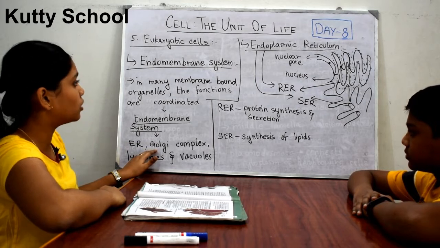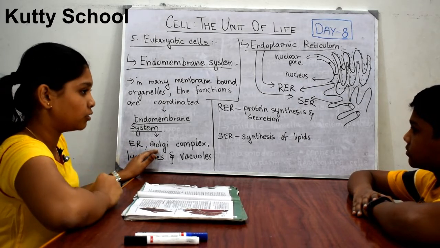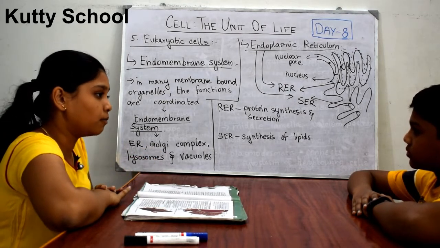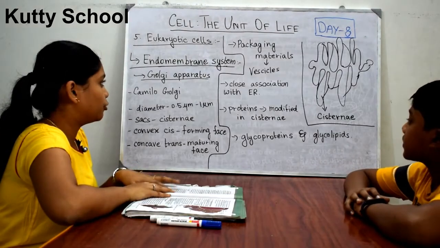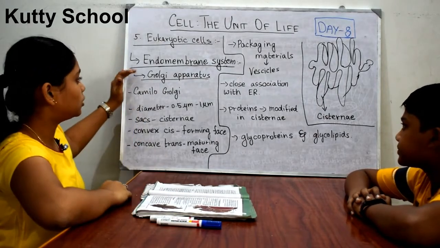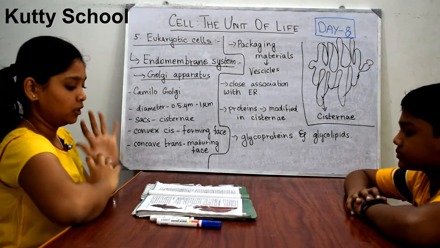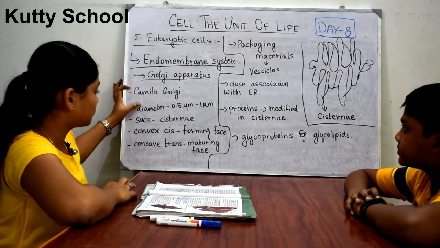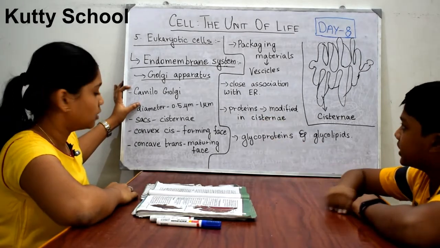Next we are going to see the coordinated organelle, which is the Golgi complex, and how it is coordinated with the endoplasmic reticulum. The Golgi complex is also known as the Golgi apparatus. It was first observed by Camillo Golgi, so it is named the Golgi apparatus.